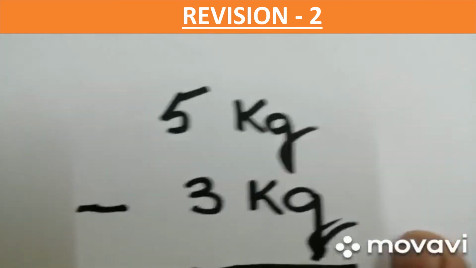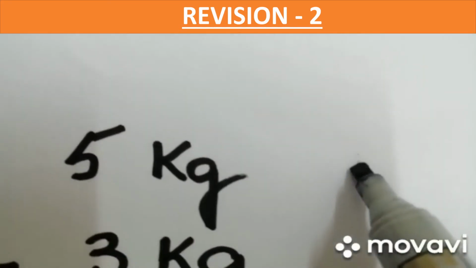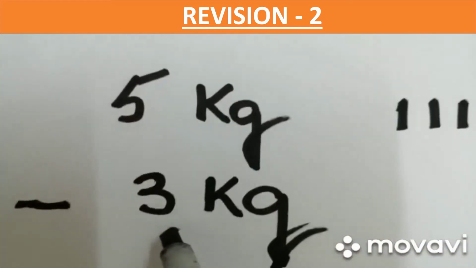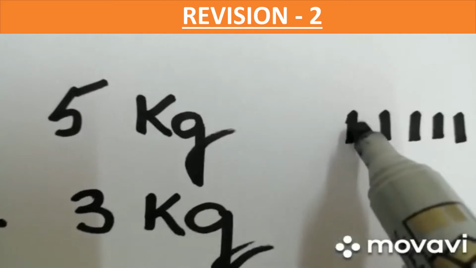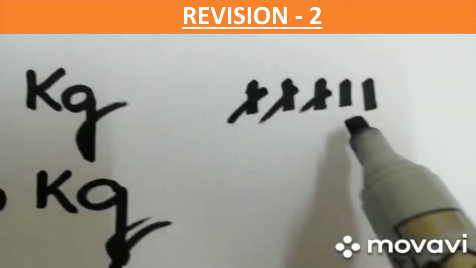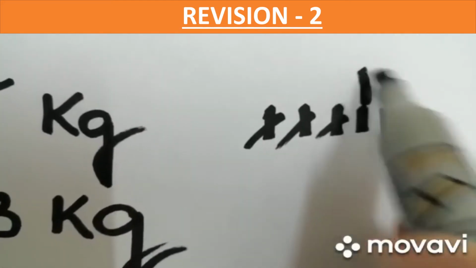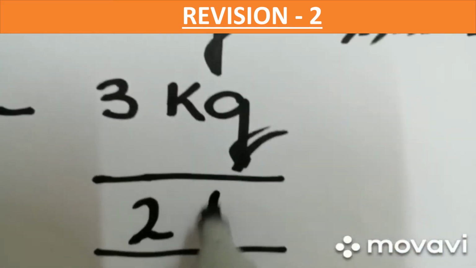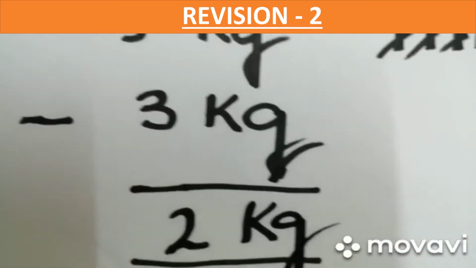Minus. Okay, so I will draw here 5 lines. See, 1, 2, 3, 4, 5. How many do I have to cut? Very good. 3. 1, 2, 3. Can you tell me how many are left? 1, 2. Very good. 2 kg.